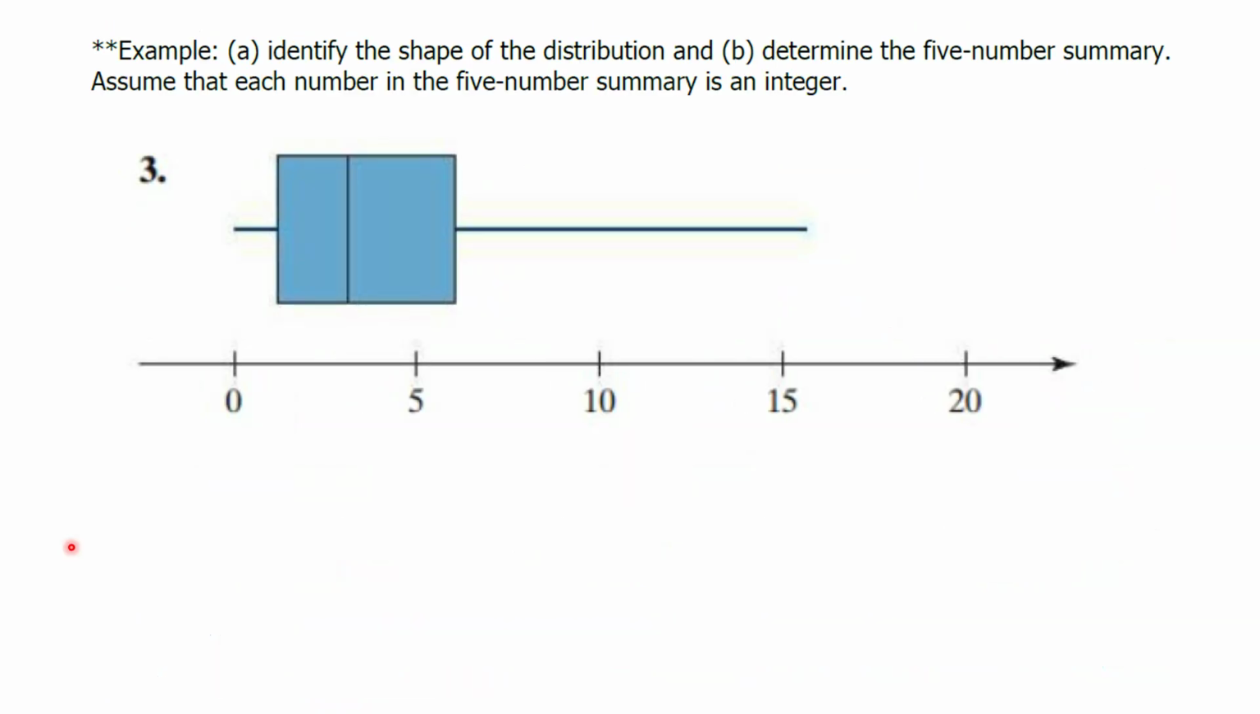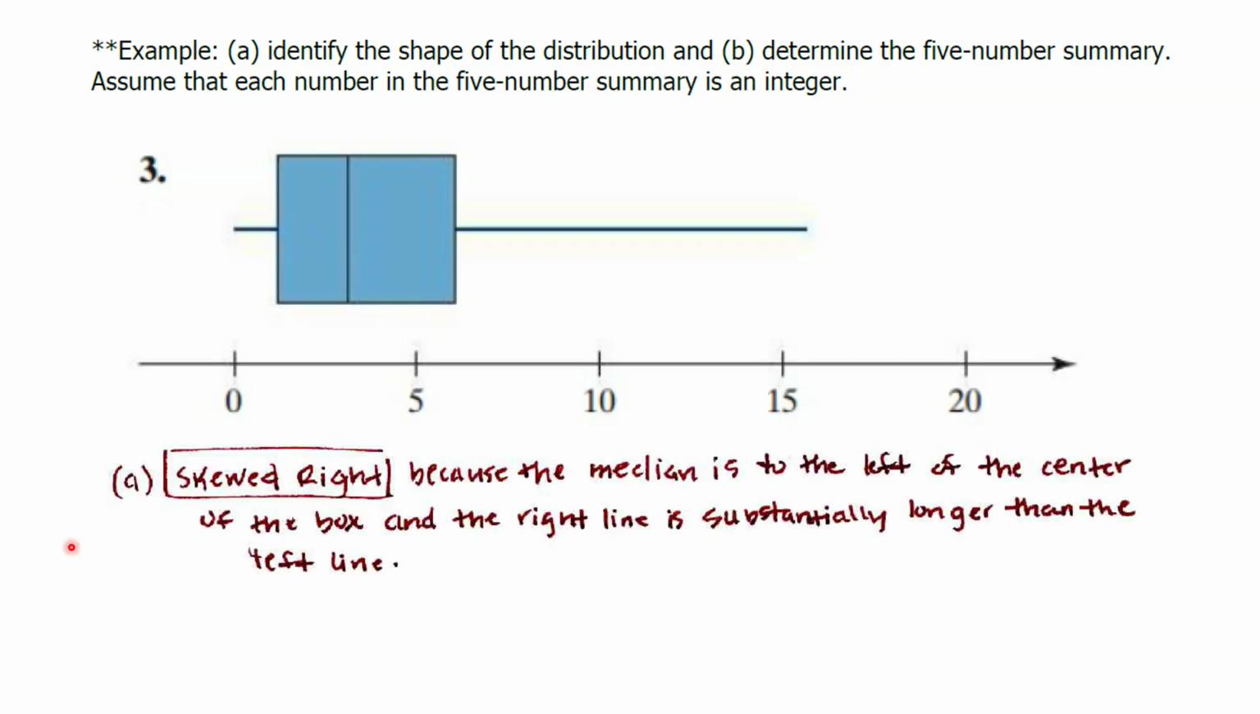So for this example, we're asked to A, identify the shape of the distribution, and then B, determine the 5-number summary and assume that each number in the 5-number summary is an integer. So in our first one here, we see that our whisker on the right-hand side is much longer than the whisker on the left-hand side. So for A, the shape of the distribution is going to be skewed right because the median is to the left of the center of the box and the right line is substantially longer than the left line.